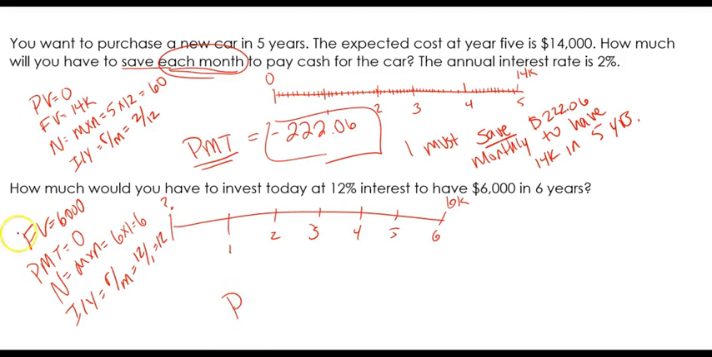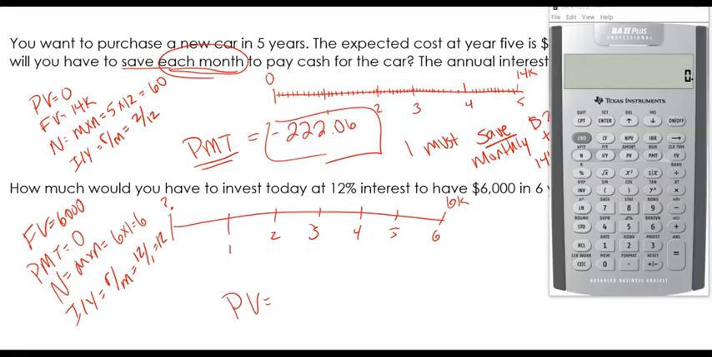So looking at this, the only thing left to solve for is present value. And again, we're going to get a negative sign here because that implies that money has to leave our pocket and go into an investment account to have the $6,000. So let's put this into our calculators. Second, clear time value of money. Future value is $6,000. The payment is 0. We have 6 years and we are earning 12%. Let's compute the present value. So the answer, a negative $3,039.79.